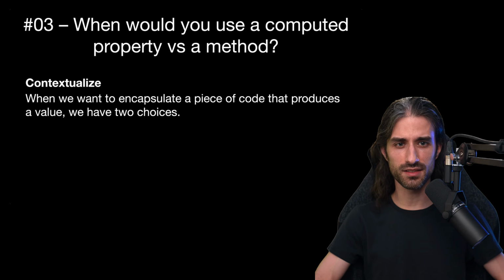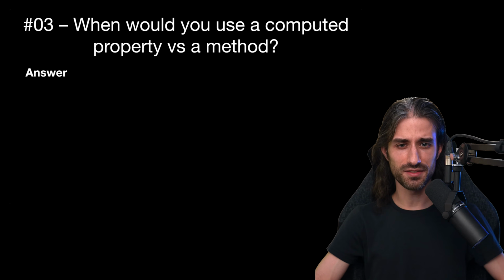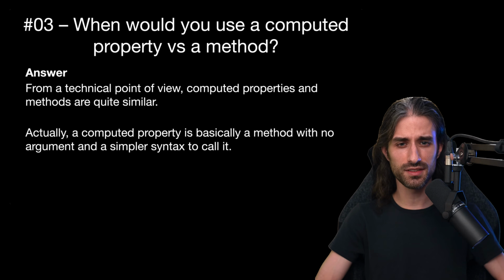So we can state that in Swift, when we want to encapsulate a piece of code that produces a value, we basically have two potential choices. We can put that piece of code either inside a computed property or inside a method. And the interesting thing here is that from a technical point of view, computed properties and methods are actually quite similar. When you think about it, a computed property is actually nothing else than a method with no argument and a simplified syntax to call it.